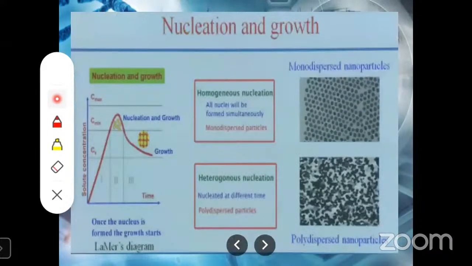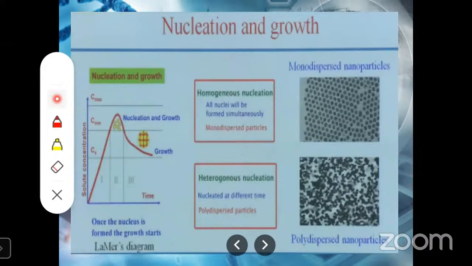For example, for bio, nucleus is important. Similarly, for nanoparticles, the nuclei are very important. This is because there are two types of nucleation: one is homogeneous nucleation, and the other is heterogeneous nucleation. Homogeneous nuclei form simultaneously and uniformly throughout the solution, and the next is heterogeneous nucleation, where nuclei form at different points.